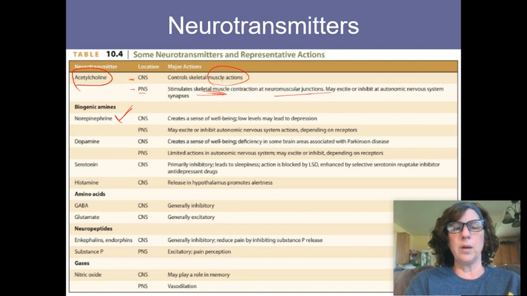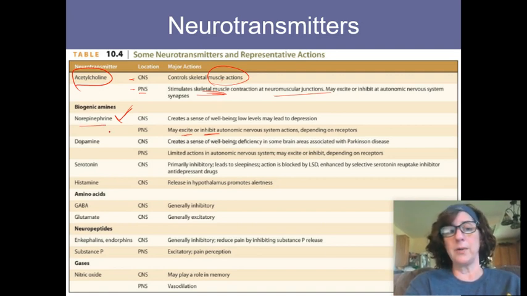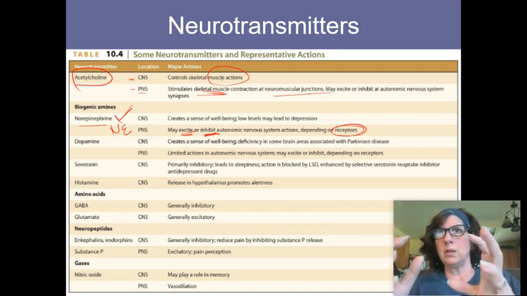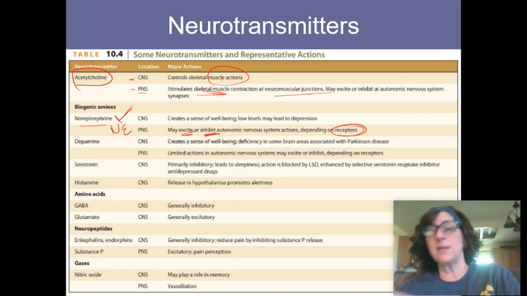Norepinephrine, again, is in both the central and peripheral nervous system. Notice that it has the ability to either excite or inhibit. So it just depends on not only what's being released, norepinephrine, which by the way is NE for short, but it also depends on the receptors on the cells. So one cell may have receptors that say, hey, respond a lot to norepinephrine and make this excitatory, or some receptors may say, hey, make this inhibitory. It just depends on not only the cell and the chemical, but the receptor that's receiving that chemical.